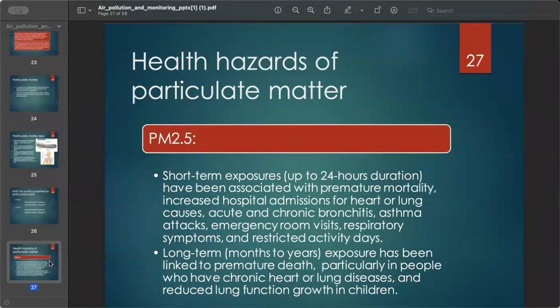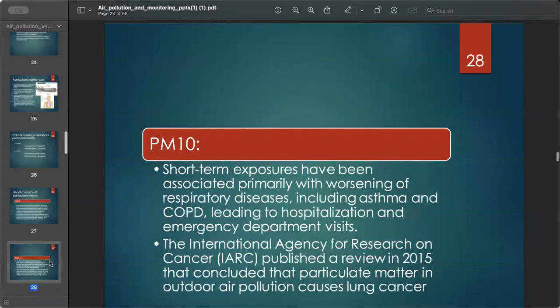Health hazard of particulate matter 2.5. Short-term exposure up to 24-hour duration has been associated with premature mortality, increased hospital admissions for heart and lung causes, acute and chronic bronchitis, asthma attack, emergency room visits, respiratory symptoms, and restricted activity days. Long-term exposure has been linked to premature death, particularly in people who have chronic heart or lung disease, and reduced lung function growth in children.